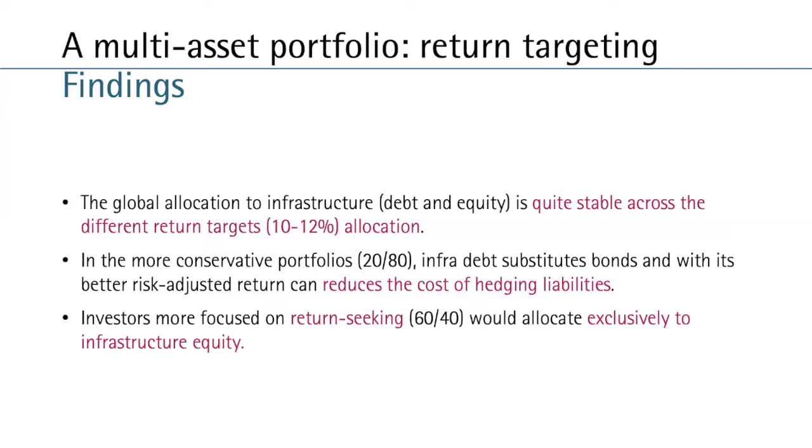Third point, we note that aggressive investors who seek higher returns would still have an infra allocation of about 10%, but it would be exclusively allocated to infra equity.